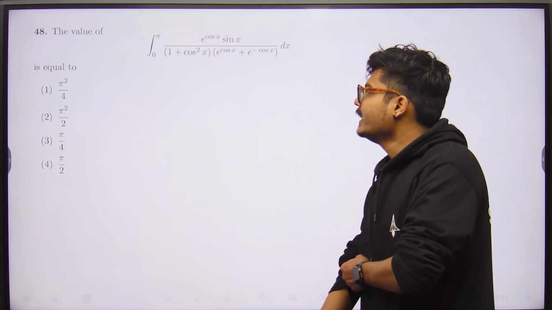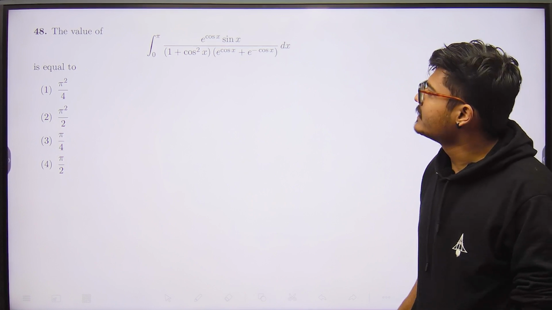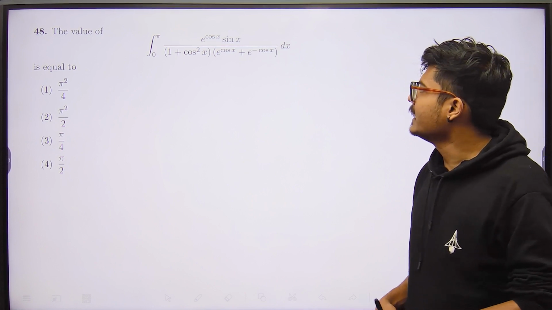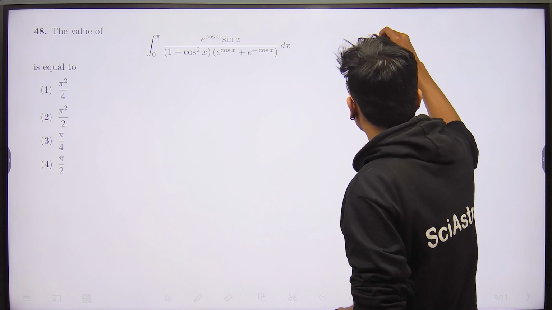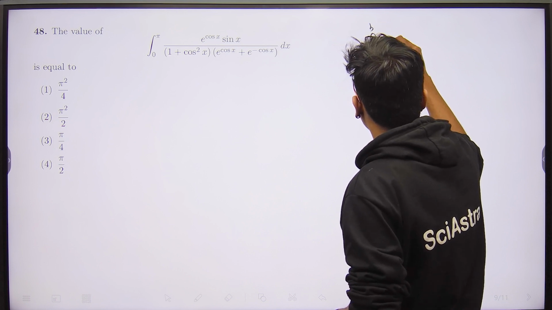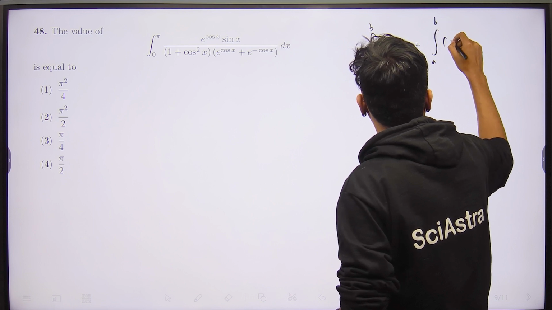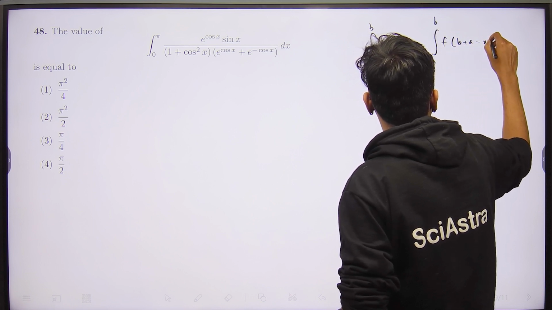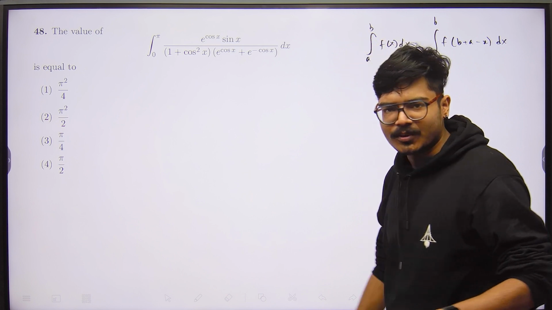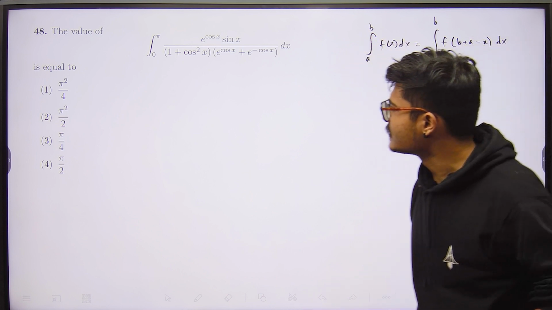Come to question 48. The value of this integral is equal to what? All right. So सबसे पहले यहाँ पे देखो, we'll use the property कि integral a to b f(x) dx is equal to the integral a to b f of (b plus a minus x) dx, right? We know this property for definite integral, so let's use this. तो यहाँ पे क्या हो जाएगा?